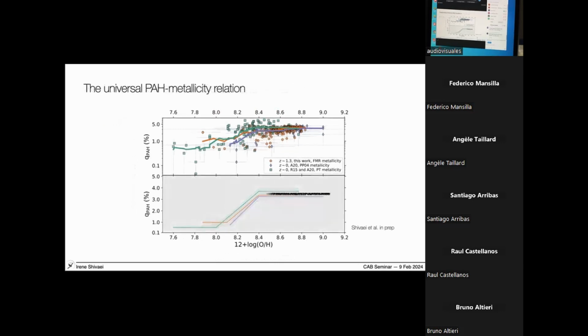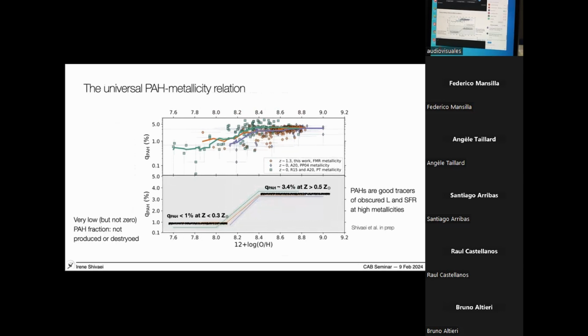So what we are seeing is that at high metallicities, above half solar, we have a constant high PAH mass fraction of about 3 to 4%. Then it drops to very low values at very low metallicities, less than 1%. And in between, there is a very steep decline of this quantity.